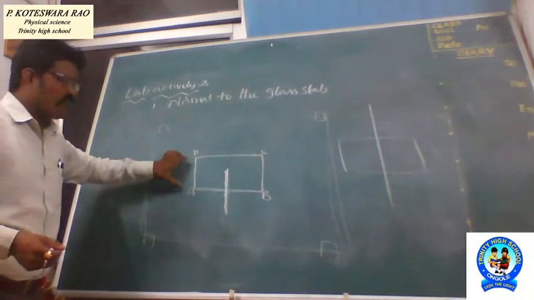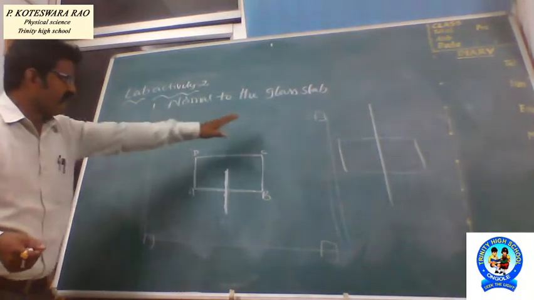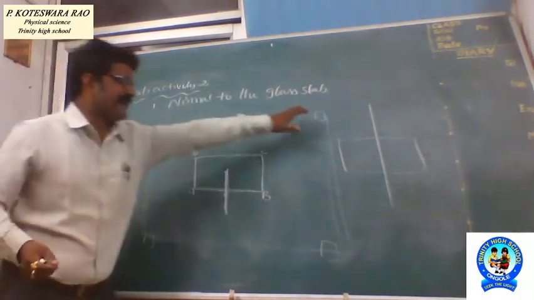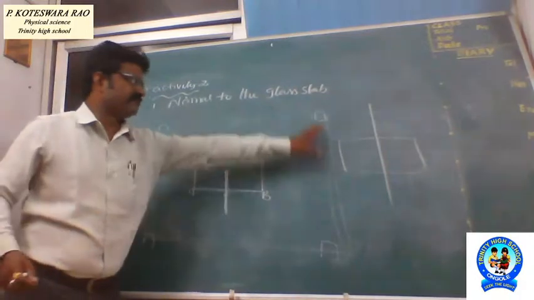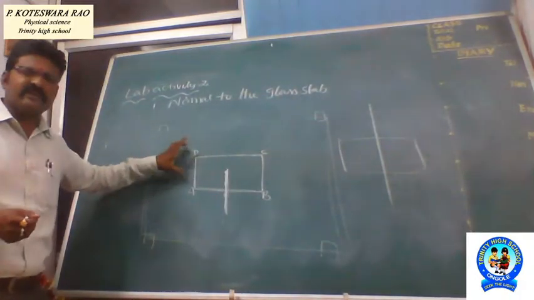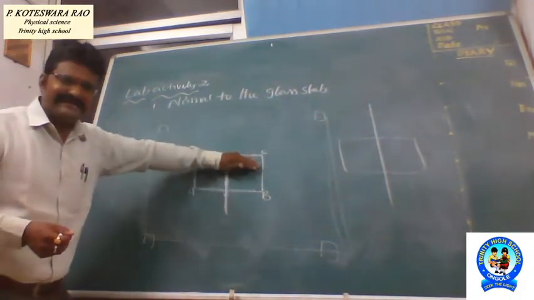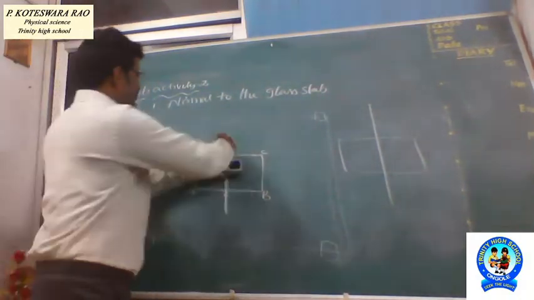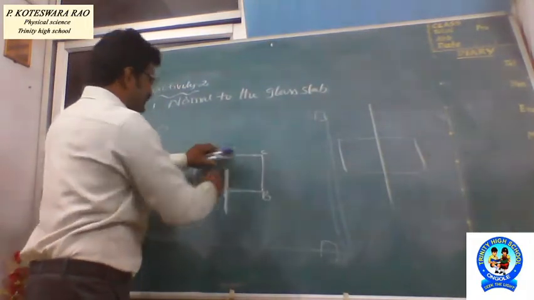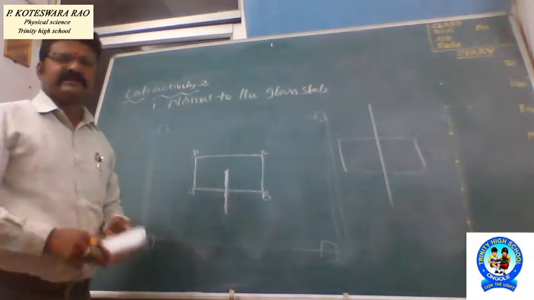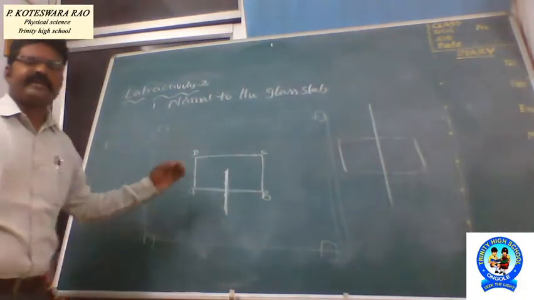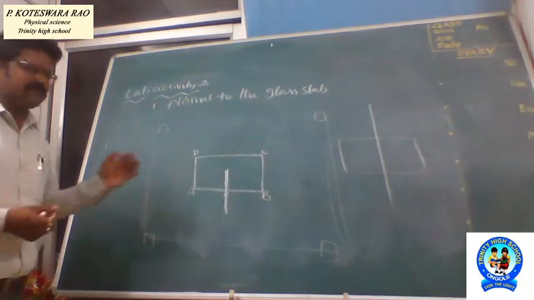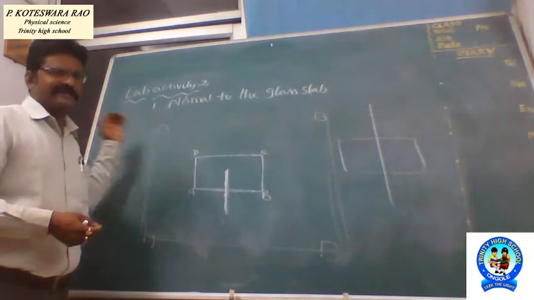So once again, what we did here: first of all we take a cardboard. We also fix a white chart with the help of clamps. Then at the center of the white chart, place the glass slab, and draw the outer edges of this glass slab with the help of a pencil. Then name the vertices A, B, C, D, and remove the glass slab.